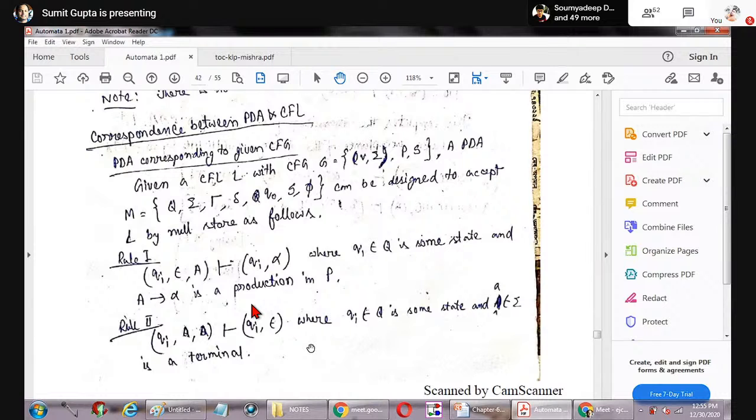I've always told you, 2 parts are most important for us. One is capital P, one is delta. Capital P is a part of CFG, delta is a part of M, PDA, machine. So where will the mapping come?